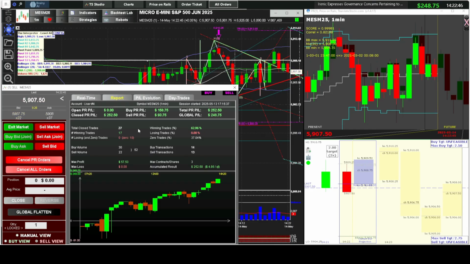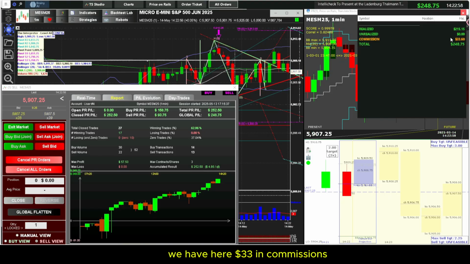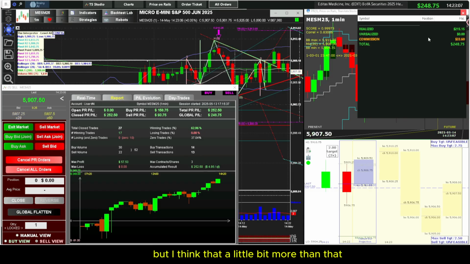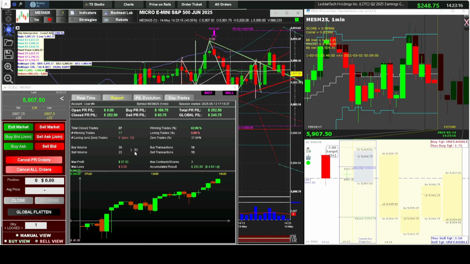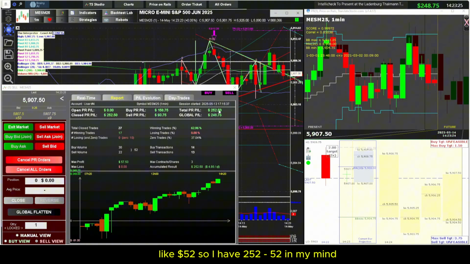I'm still here. 27 trades, 52 contracts. I like to approximate $1 per contract. We have $33 in commissions here, but I think it's a little bit more than that after the trading session, because we have the other fees, exchange fees and other fees. So I just like to figure it as if it is $1 cost per contract, like $52. So I have 252 minus 52. In my mind, I have a 200 net profit.